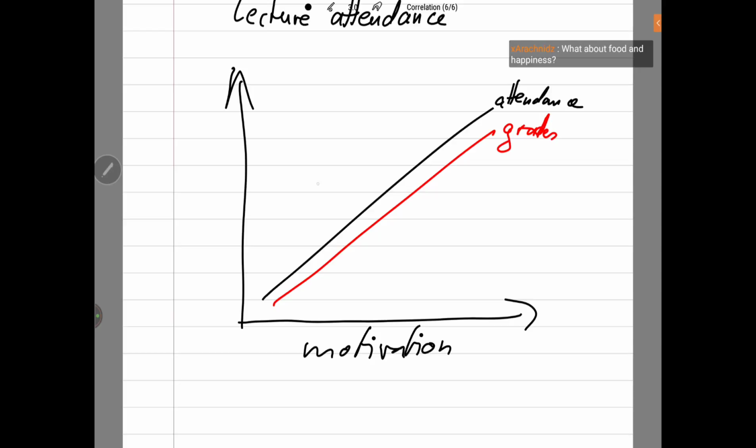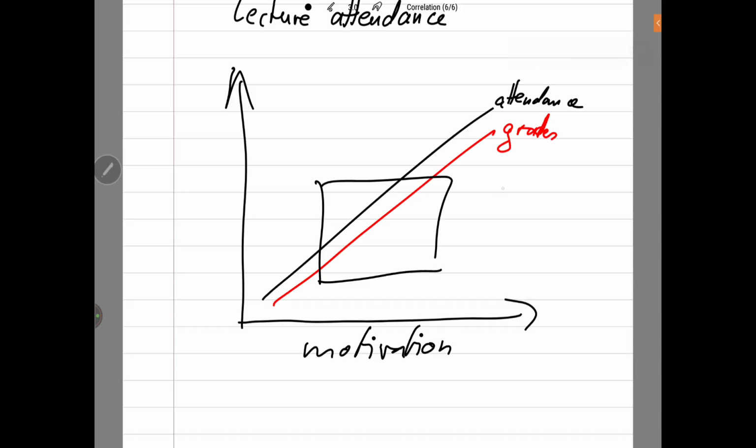And now, if you do that, of course, you see attendance and grades are like that. Like the stork example.